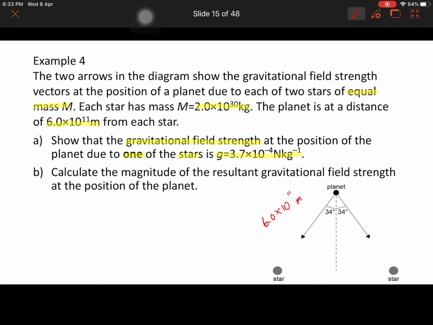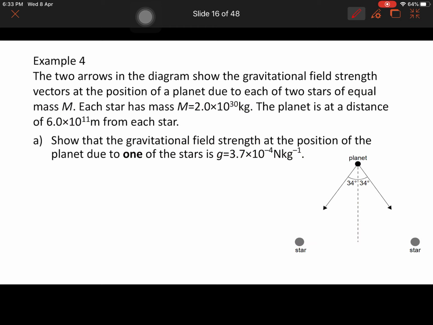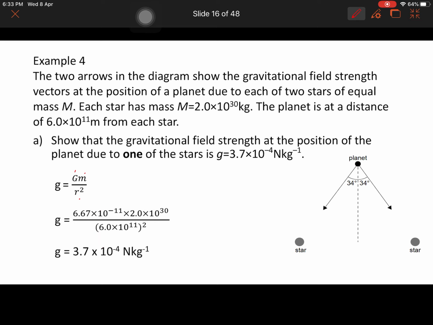Okay, so how do we do that? I write down the formula. G equals to GM over R square. I know what capital G is. What's M? M is the mass of the star, so I know what that is. And what's the radius? The radius will be the distance between the planet and the star. So we just have to fit that in. You get the gravitational field strength at the planet due to the star.